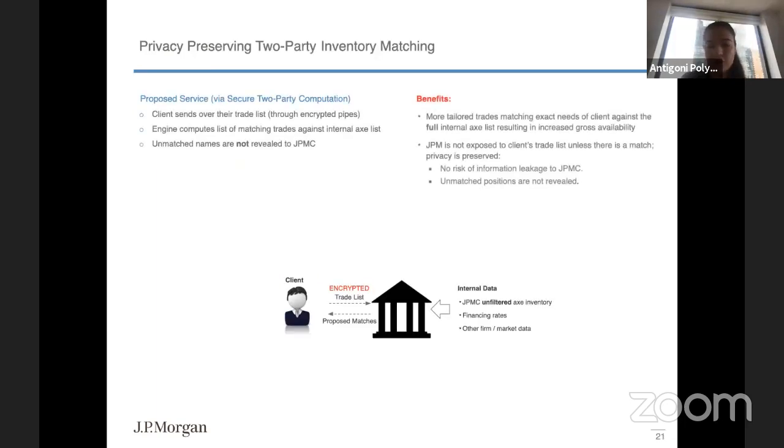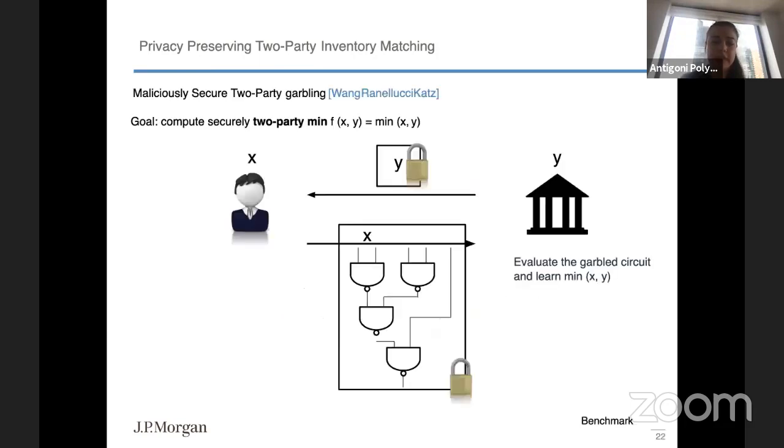Okay, and the solution is, let's use two-party computation and have the client submit his list in some encrypted way. And then what's the benefit? We can actually offer the full inventory of JPMorgan and have more specialized matches. So this is the two-party case.